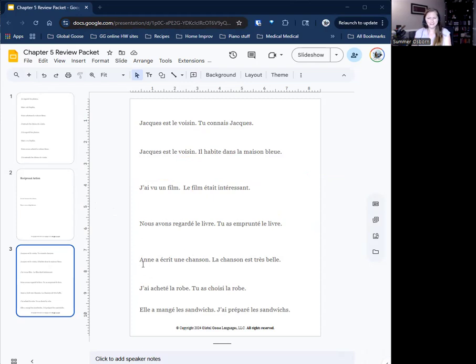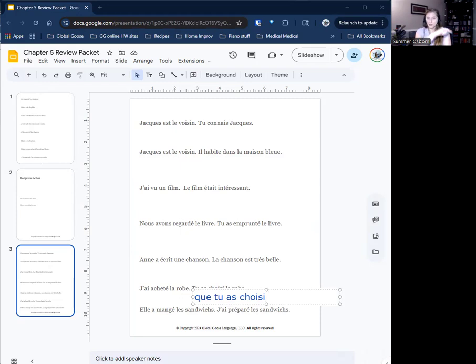But in a later example, I'll skip down to j'ai acheté la robe. J'ai acheté la robe. Tu as choisi la robe. So you chose a dress and I bought it. I bought the dress that you chose. It's clearly the direct object. The dress didn't choose anything. It was chosen. You chose it. So it's the direct object. Okay. So, j'ai acheté la robe que tu as choisie.